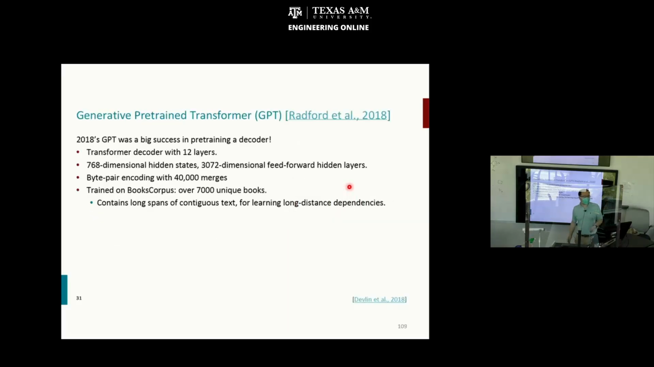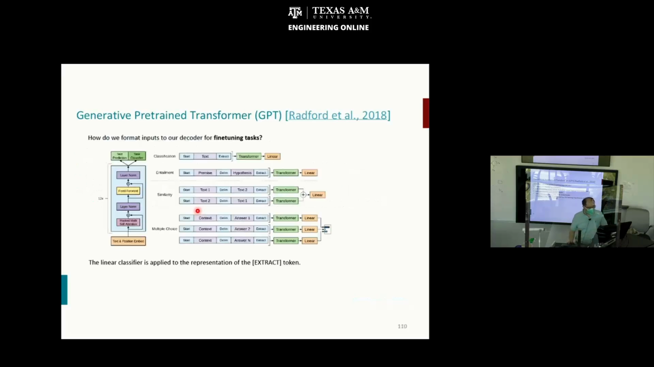And GPT is one example. That was the big success, and I don't want to talk about the specifics. This is how you pre-train the GPT. The way we pre-train the GPT is very interesting. It's basically like a dialogue, so you have two texts actually.